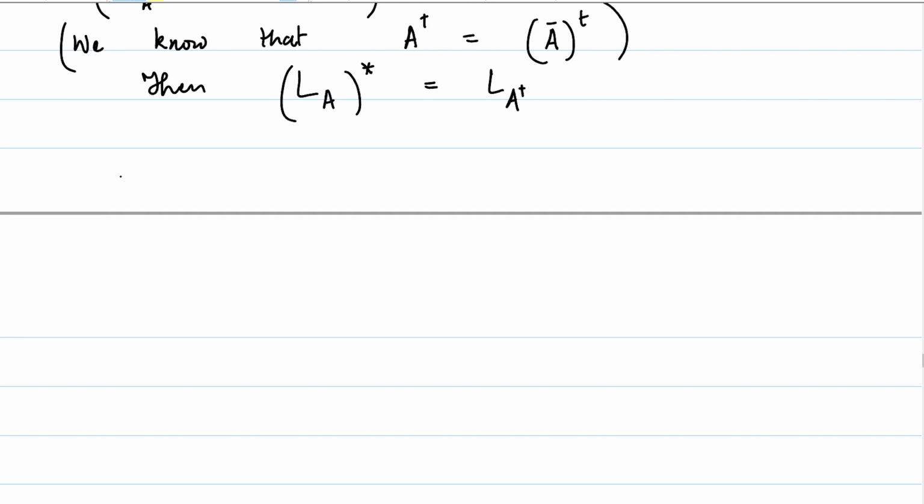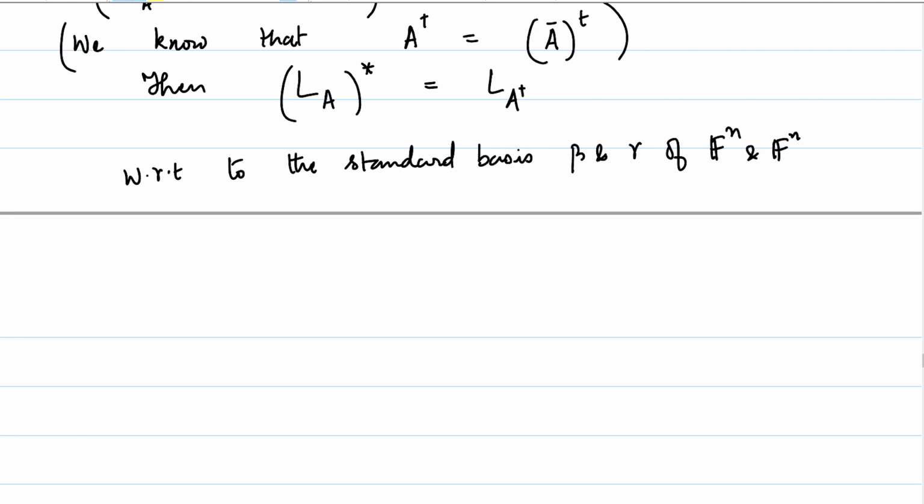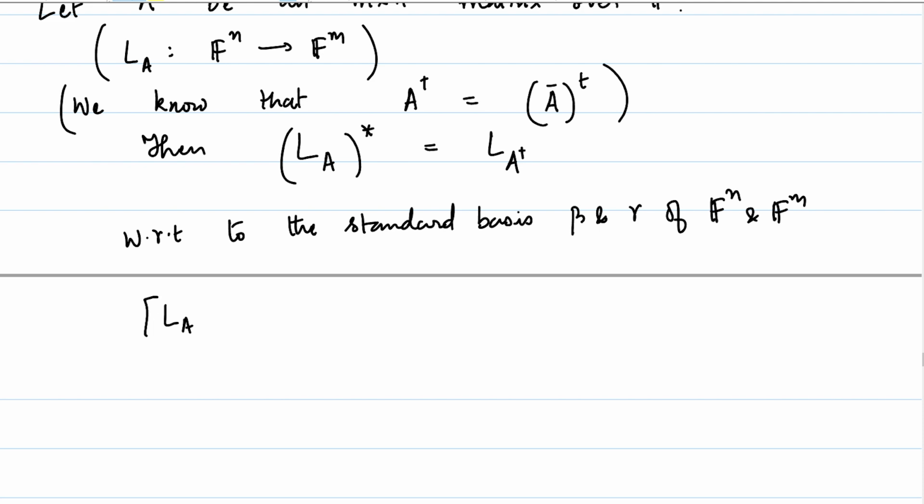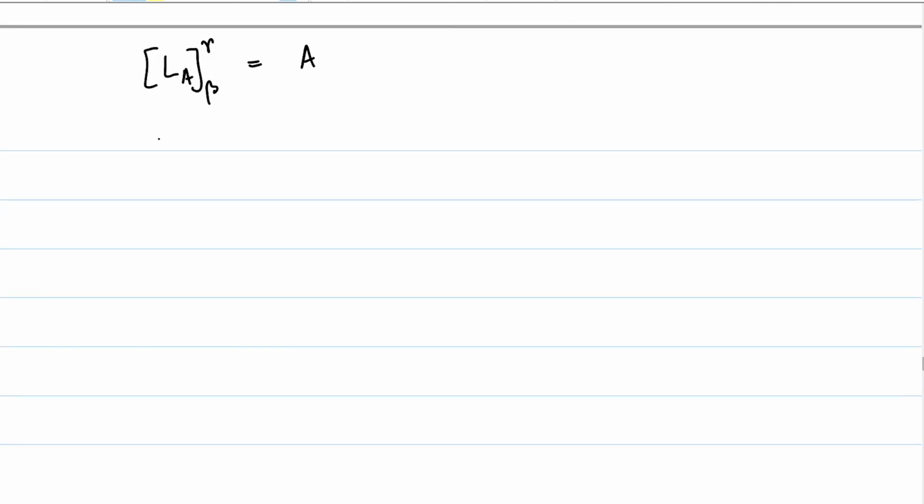Okay, so let's fix the standard bases, let me call them beta and gamma, of F^n and F^m. This is from F^n to F^m, right? With respect to the standard bases, we have [L_A] from beta to gamma is equal to A. So what will be the adjoint of L_A beta gamma?